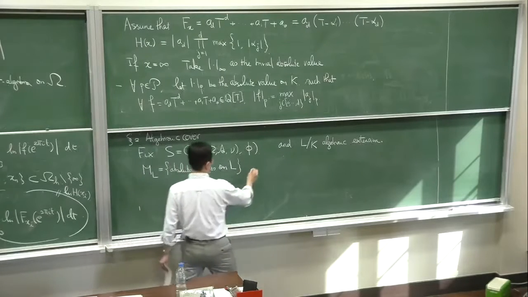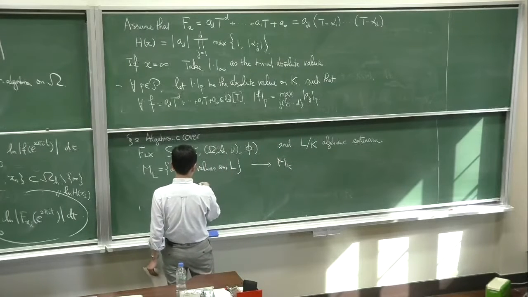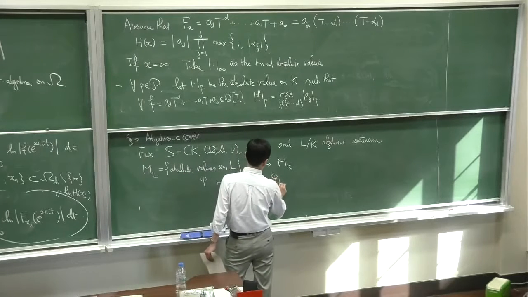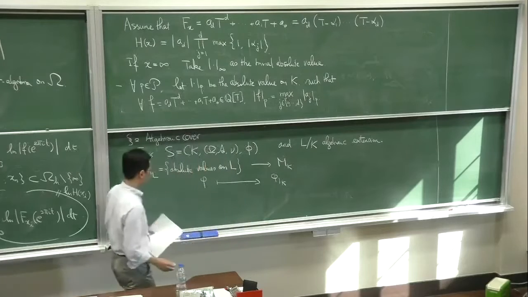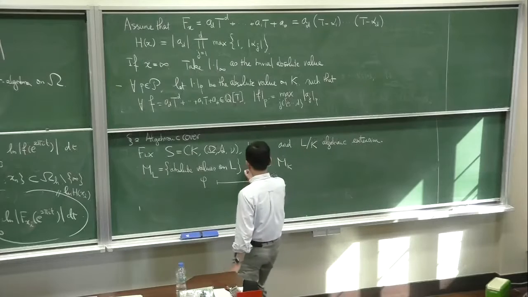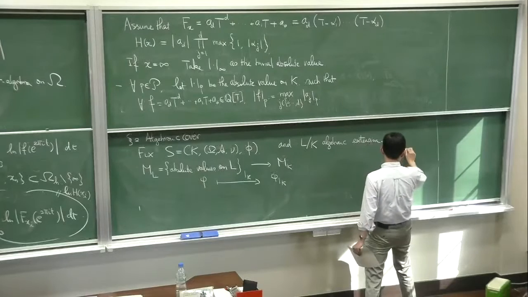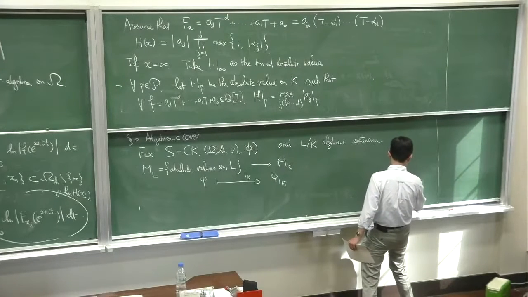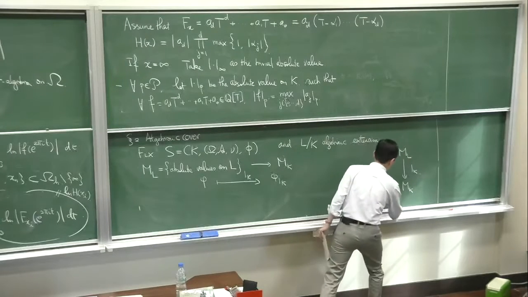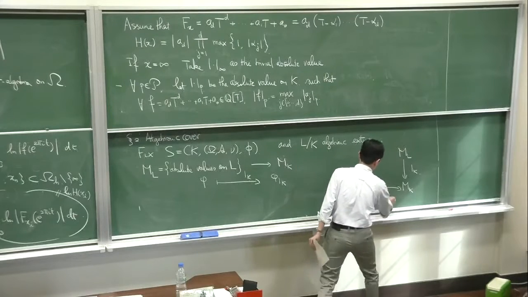And then you have a map from M_L to M_K. If you have some absolute value, namely phi, you can send it to the restriction of phi. So it's just a restriction to K. Now you have such a situation: you have M_L to M_K given by the restriction. Then in the structure, you have a map from omega to M_K.